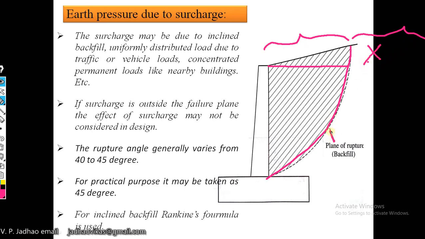Now how is this plane of rupture calculated or determined? The plane of rupture is generally within the range of 40 degrees to 45 degrees. So if this line touches this ground profile here, and we have some material retained in this particular region of your plane of rupture, then we will consider the surcharge. This portion is surcharge. Otherwise we will neglect the surcharge, because it will not affect the forces on the retaining wall.